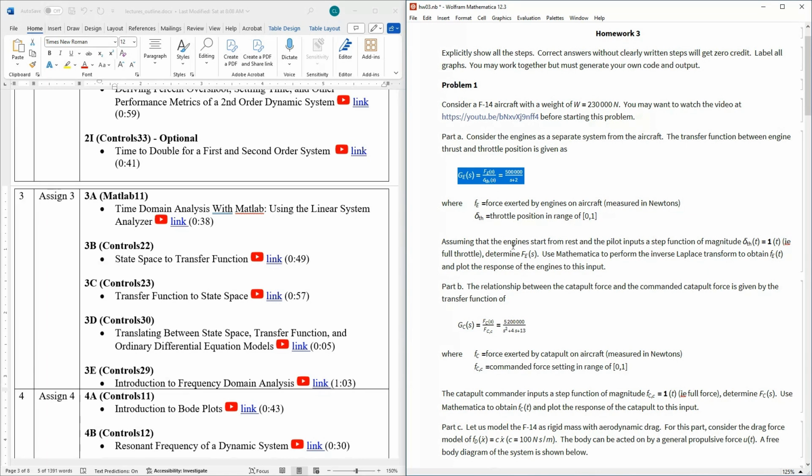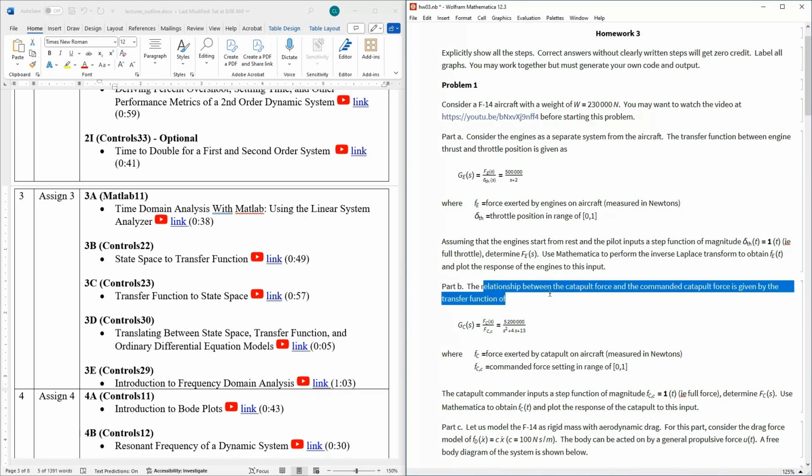Does it go slow? Does it go fast? Is there overshoot? What happens when the pilot or the operator of the F-14 decides to command a throttle? What does the engine force do? Similarly, the engine is not the only thing that's pushing the aircraft down the deck of the aircraft carrier. There's also a catapult, right?